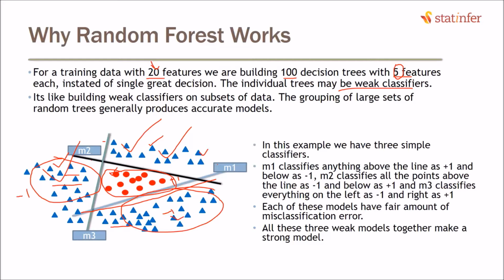If we take all these boundaries, anything inside the boundaries is -1, anything outside the boundary is +1. So that way the model consolidated based on these 3 models is the best one. It has almost 0 error. It is not wrongly classifying anything. So let's see an example of random forest.